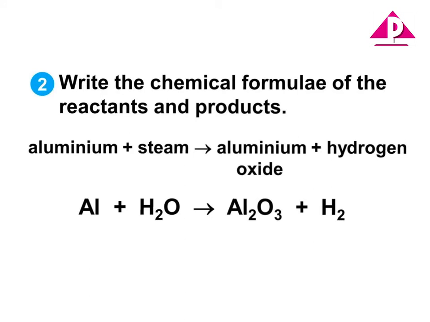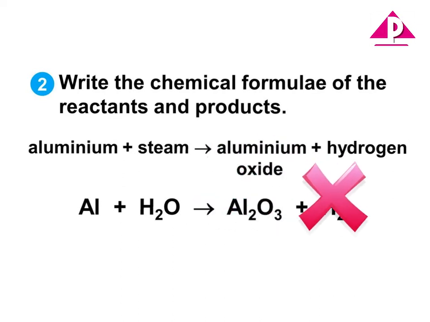Now, let's start to write the chemical equation for the reaction. First, write the chemical formula of the reactants and products. The chemical formula of aluminium is Al. The chemical formula of steam is H2O. The chemical formula of aluminium oxide is Al2O3, and the chemical formula of hydrogen is H2.